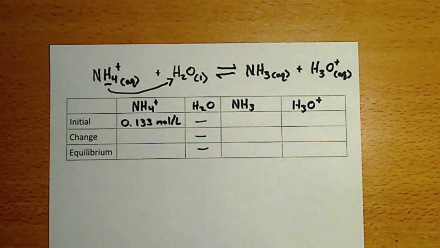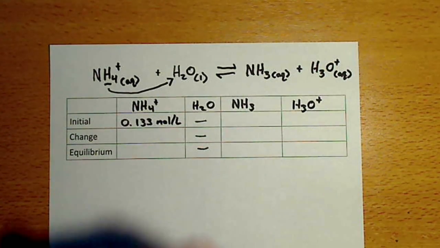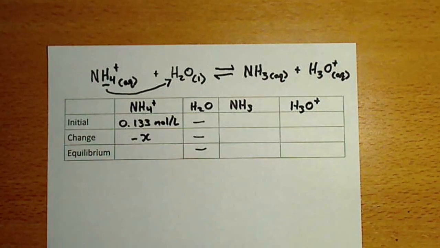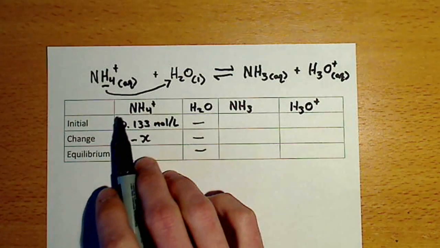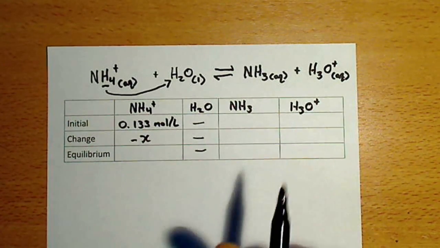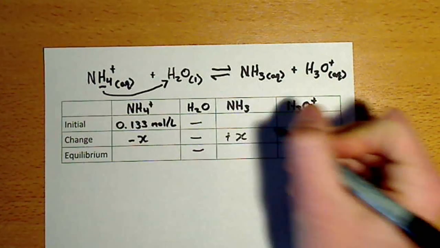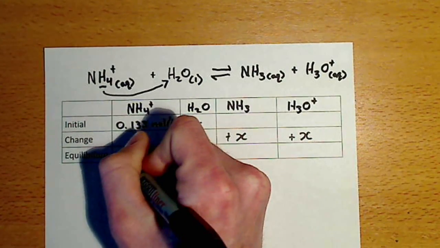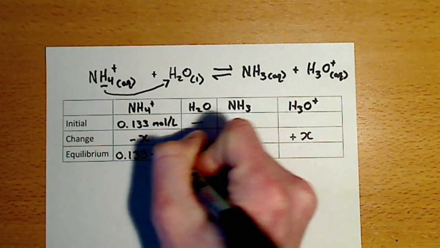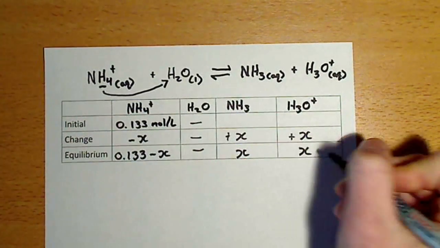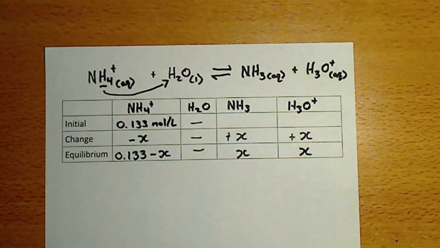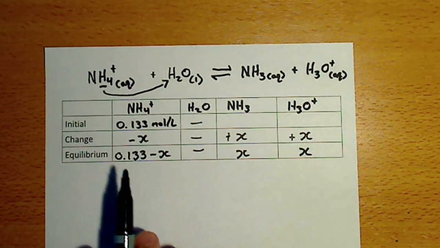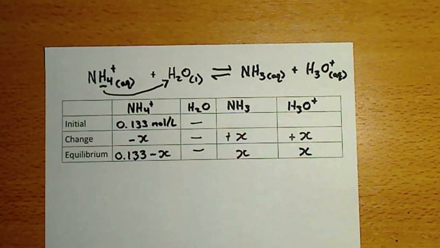Now, we do not know the concentration of the products formed, so we'll have to represent change using X. So from our reactants, we'll lose minus X, and because the molar ratios are 1 to 1 to 1, our change in the concentration of our products will be plus X. So we now have an ICE table with equilibrium concentrations being represented using X, and for the ammonium ion, we use the initial concentration minus X.